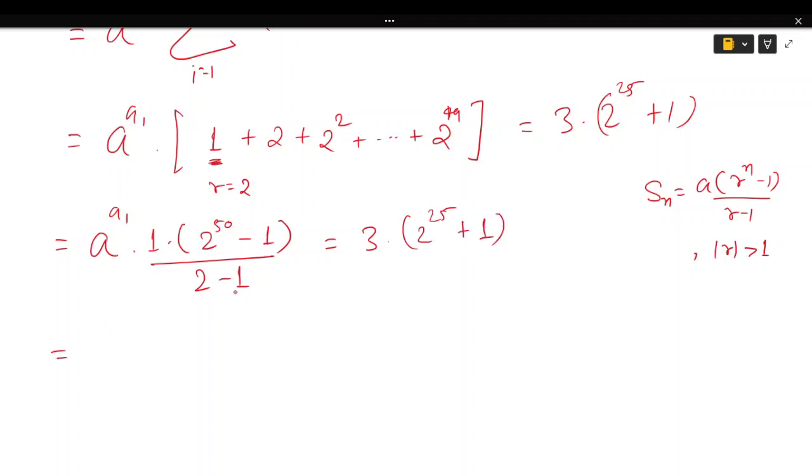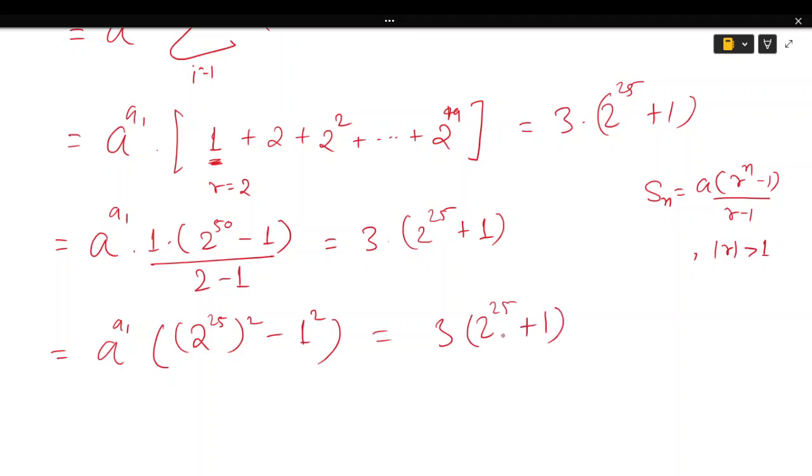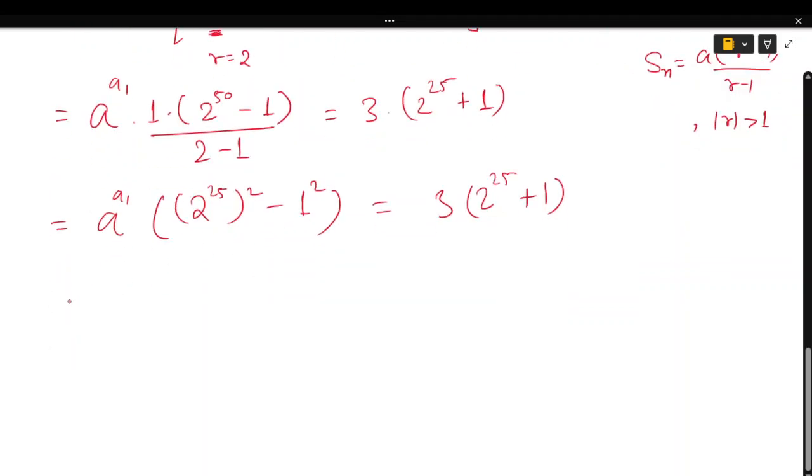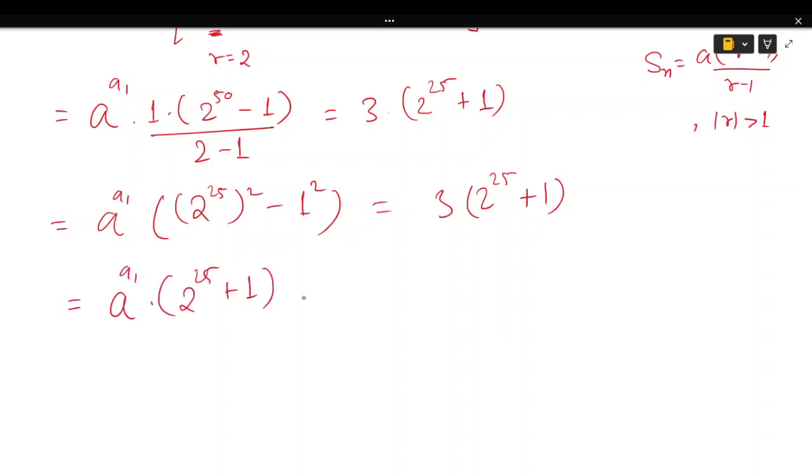Now one can see 2 minus 1 is simply 1, so no need to write it. Now for 2 to the power 50, one can use an algebraic identity. What is the algebraic identity? 50 is 25 multiplied by 2, so it can be written as (2 to the power 25) whole squared minus 1 squared. Now, as you see, it is a squared minus b squared, a simple algebraic identity of the basics. So it is (2 to the power 25 plus 1) times (2 to the power 25 minus 1), which equals 3 times (2 to the power 25 plus 1).